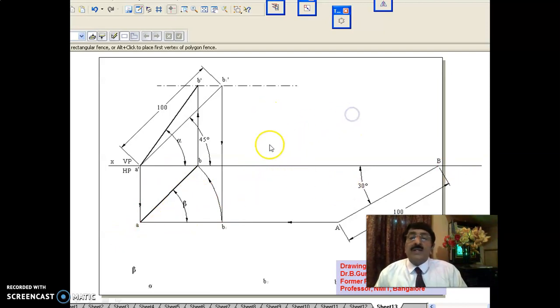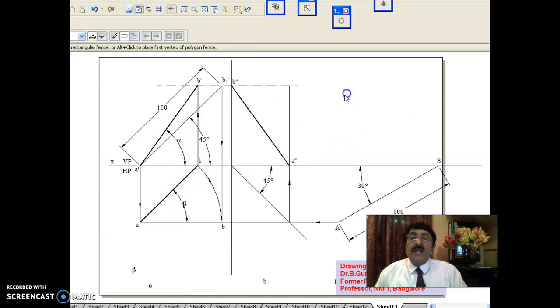Now, draw the side view here. This is alpha, this is beta. Now you draw this side view: X1, Y1, VP, HP, this is RPP. Once you draw the 45 degree line side view, on this you draw this. This is A double dash. On this, can you see, this is B double dash. This is B, A is here.